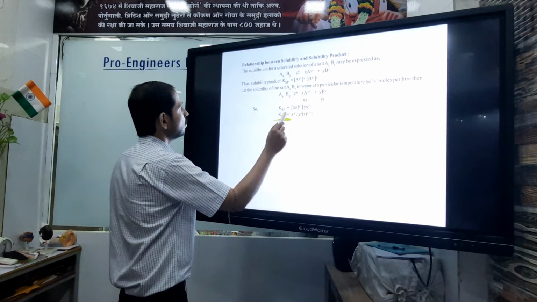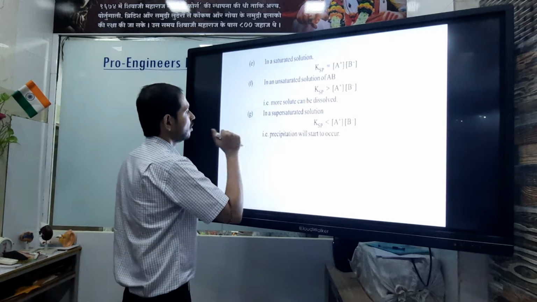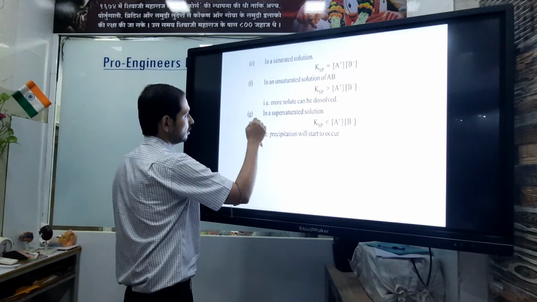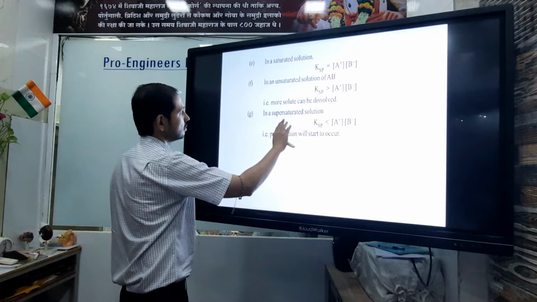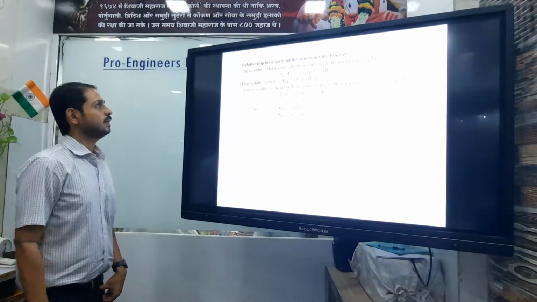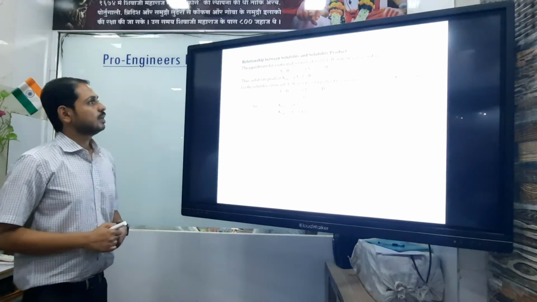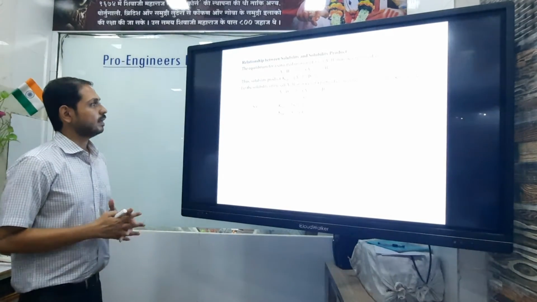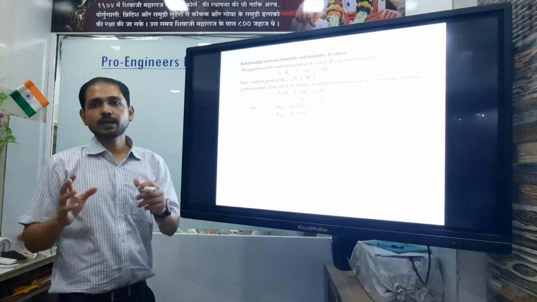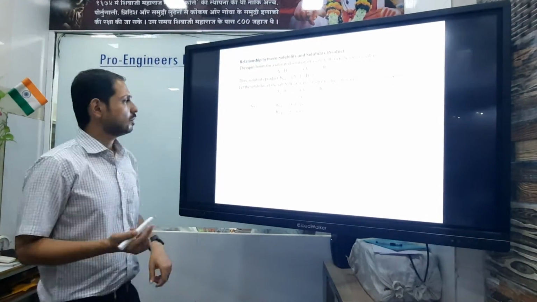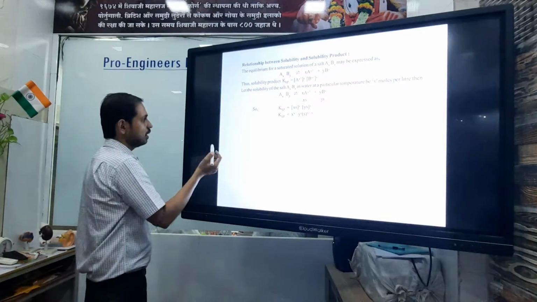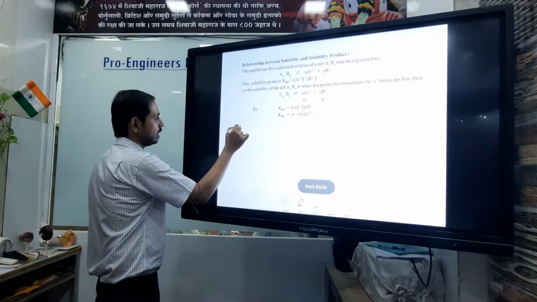So now, the relationship between solubility and solubility product, right? Here, equilibrium. Suppose we are taking a salt. Always we will not get a salt like AB, because there are multiple types of salts possible, right? So what are the multiple types of salts? We will not get only this type of salt.